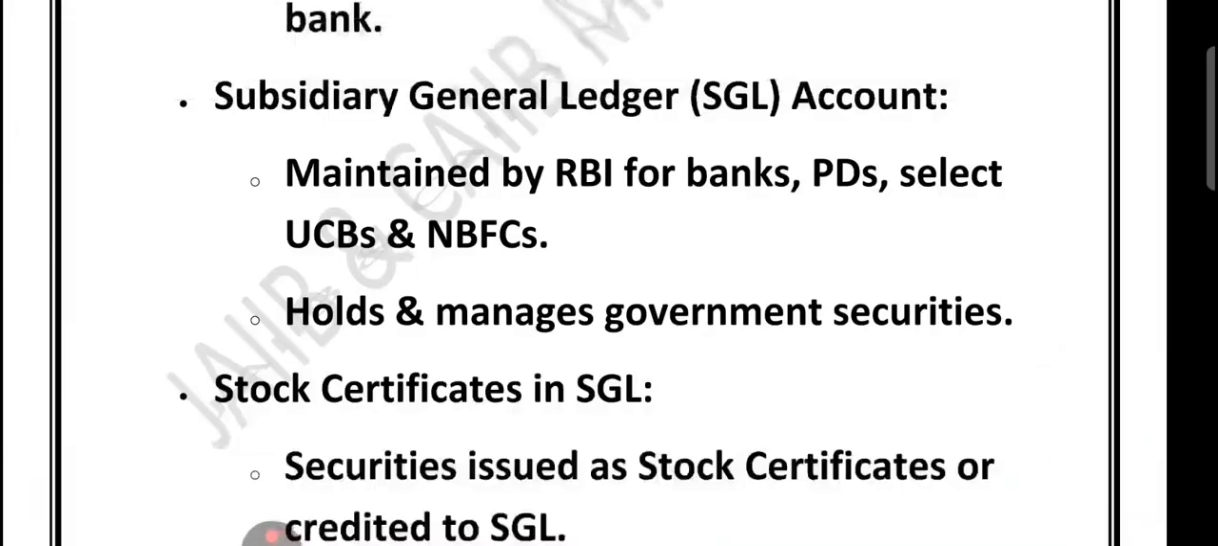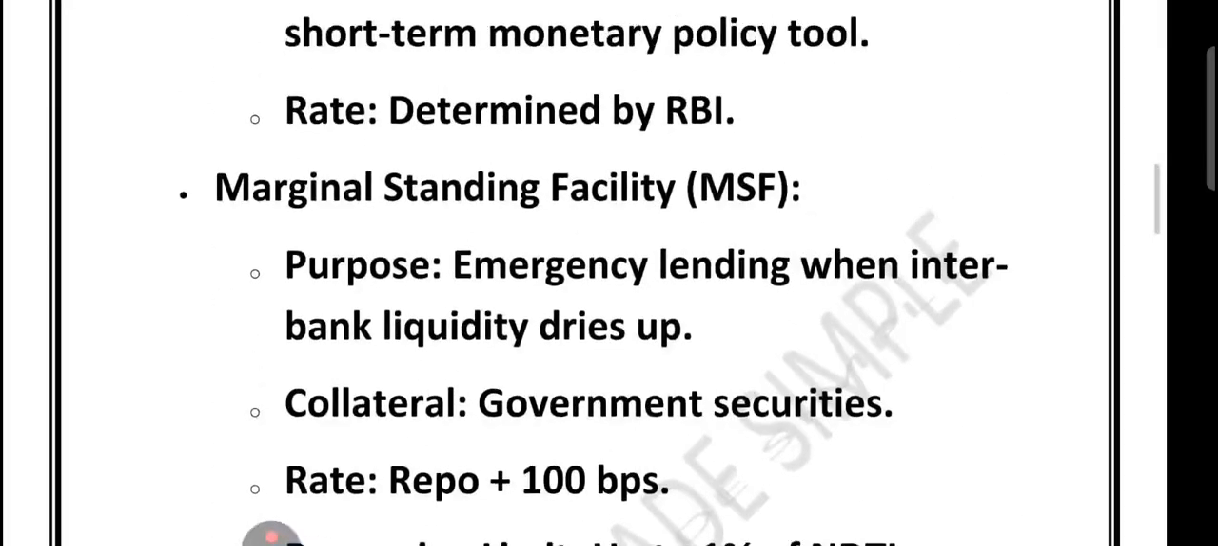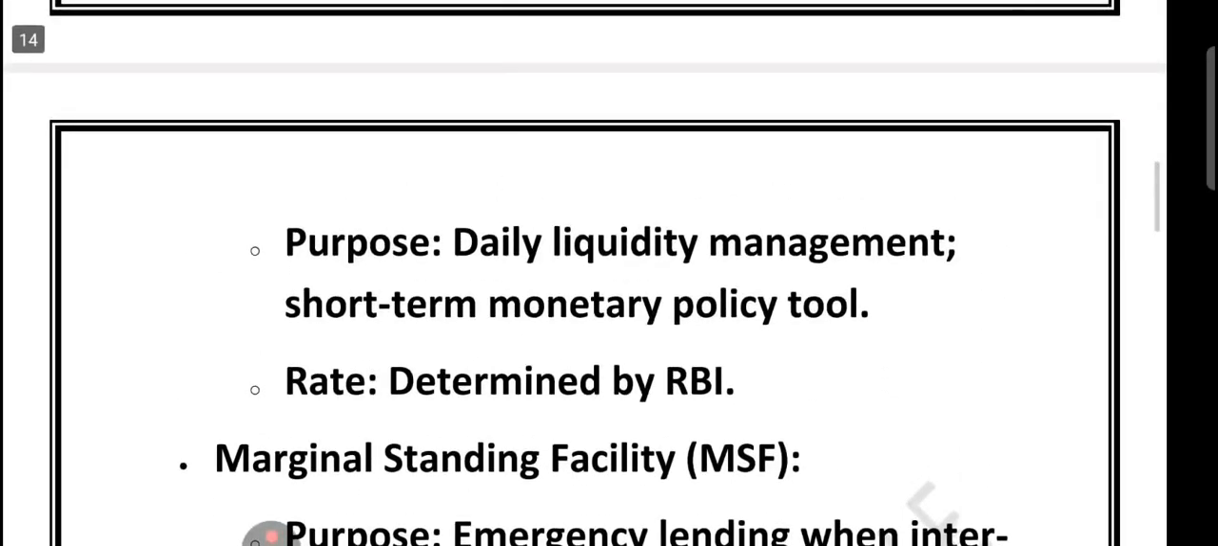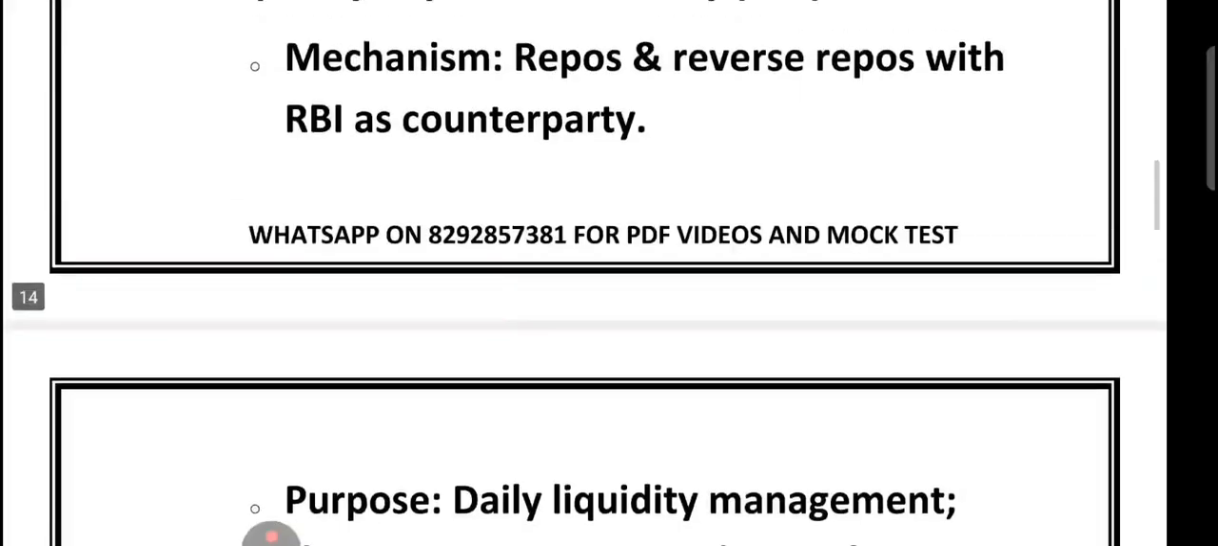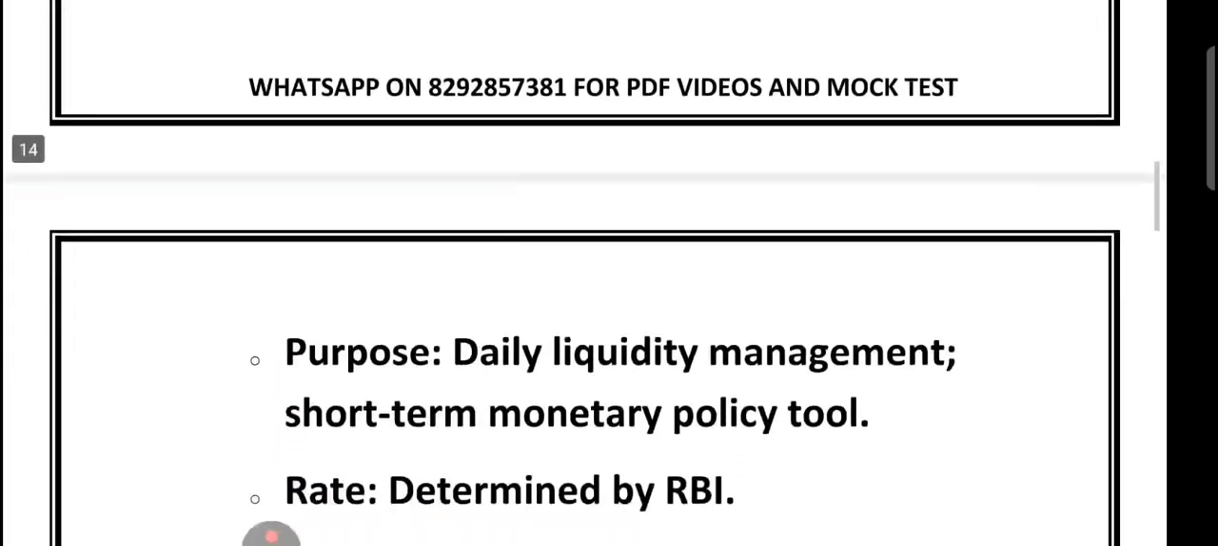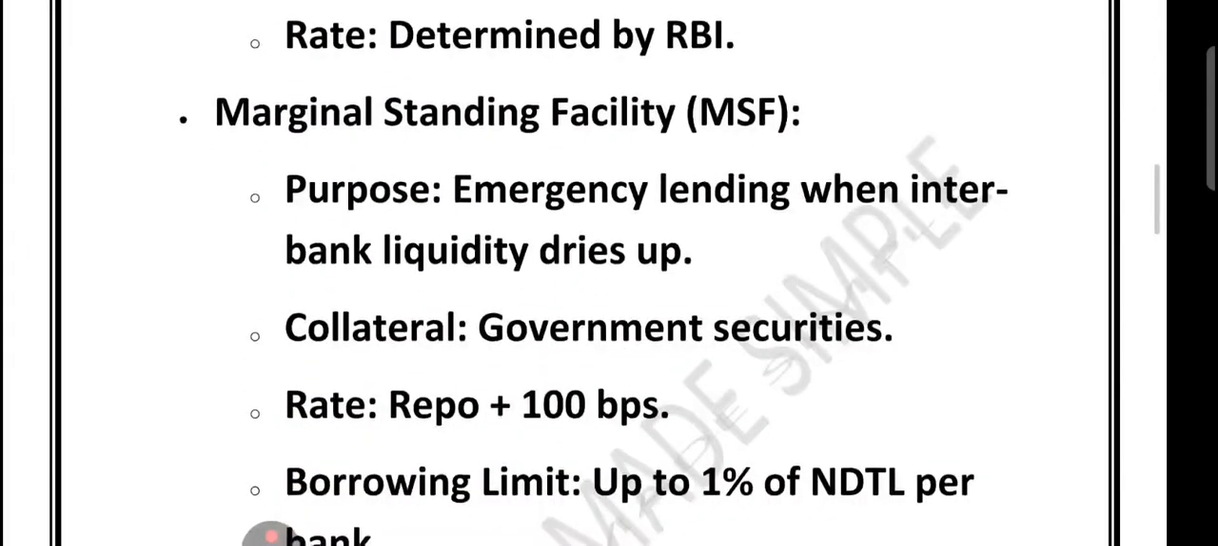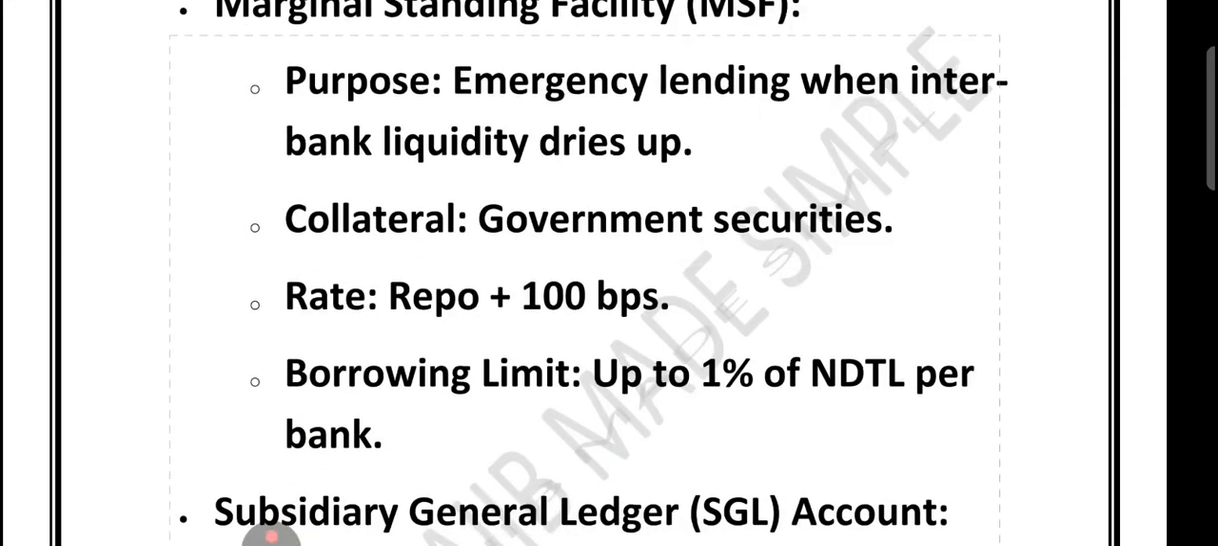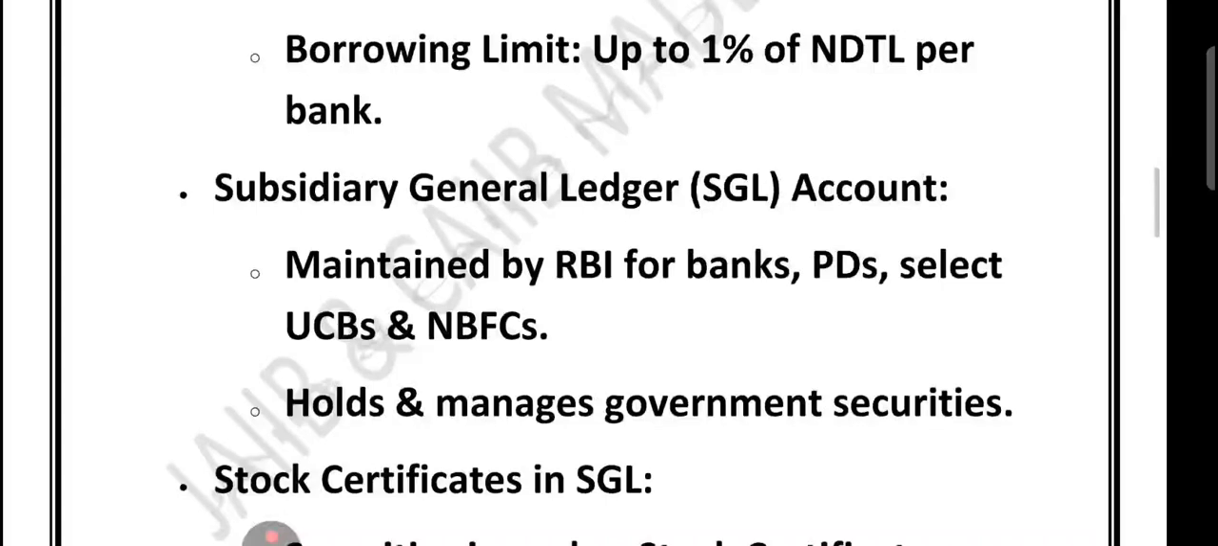So what we have covered in these two slides, let me just summarize. I told you about LAF. LAF stands for Liquidity Adjustment Facility. These are the daily liquidity management. How is it done? It is done via repo and reverse repo. Then I told you about MSF or Marginal Standing Facility. These are the emergency borrowing for banks at repo plus 100 BPS. Maximum 1% of NDTL they can borrow, that is the limit.